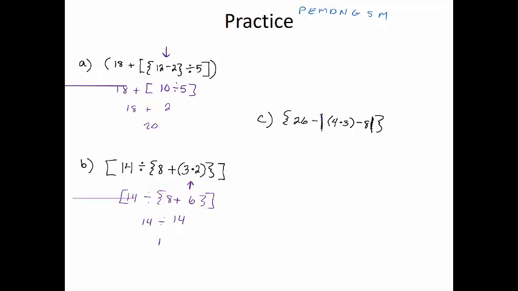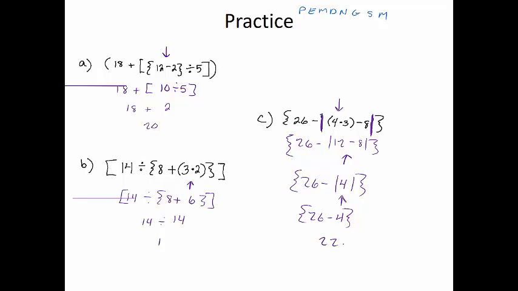Alright, over here, it's a little hard to see this one. This is an absolute value. Our innermost enclosure is this one. So 4 times 3 is 12. So we have 12 take away 8, and that's in our absolute value. And all right, now 12 take away 8 is 4. So we have absolute value of 4. Absolute value of 4 is 4, so we have 26 take away 4. And 26 take away 4 is 22.